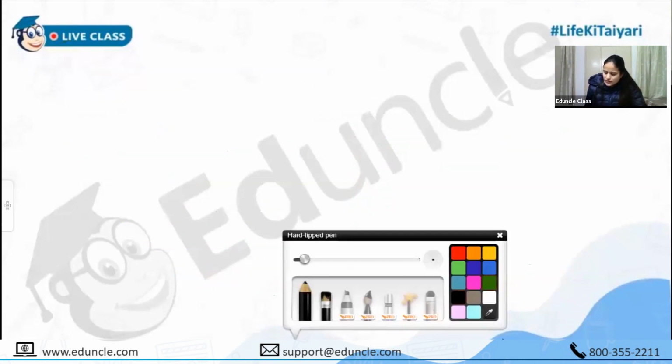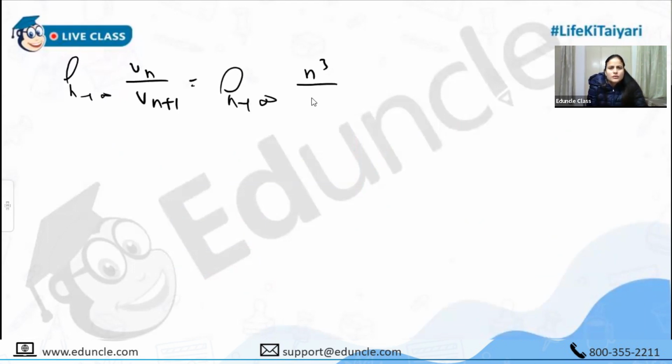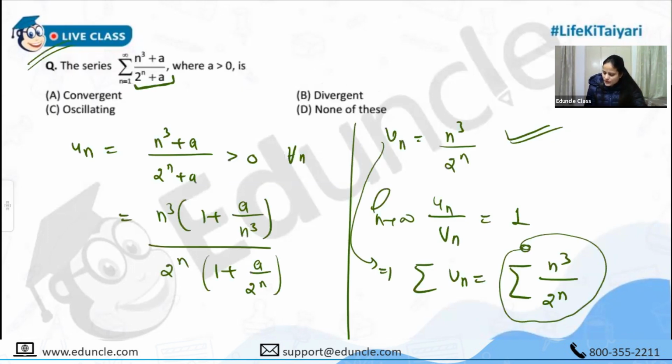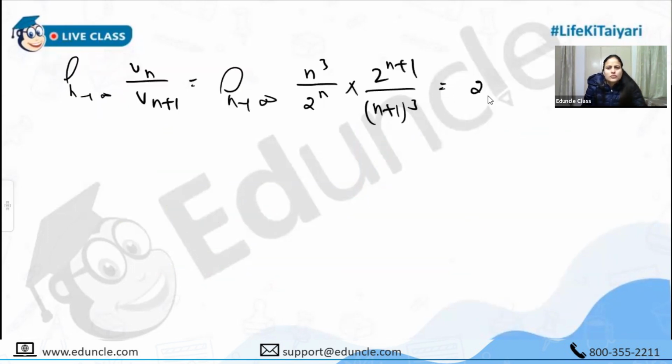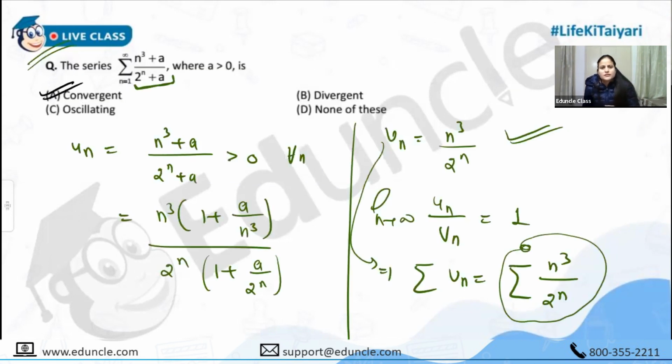Theek hai? So ratio test agar hum apply kar rahe hain, then I'll take limit n tending to infinity Vn upon Vn plus 1, that is limit n tending to infinity n cube upon 2 raised to n into n plus 1 cube 2 raised to n plus 1. Correct? Yes. Okay, so this will give me what? 2, which is greater than 1. So by the ratio test, my series Vn is convergent. Vn is convergent implies the series Un is convergent. Yes, so our option A is correct, that my series is convergent.